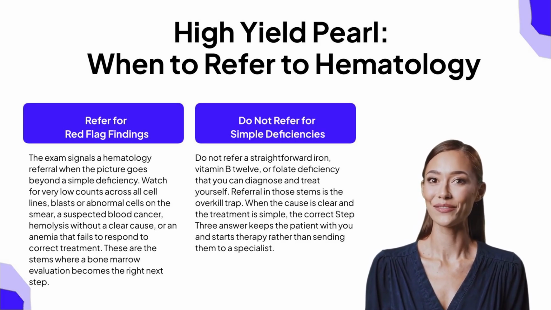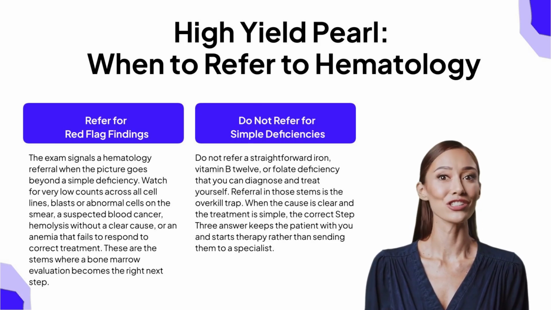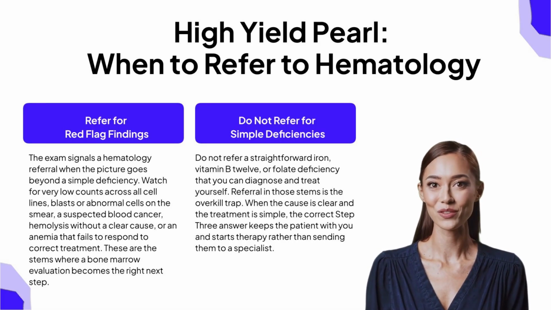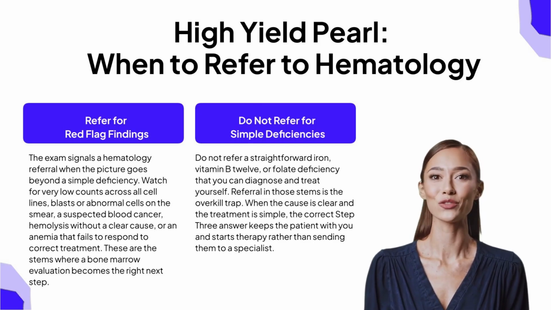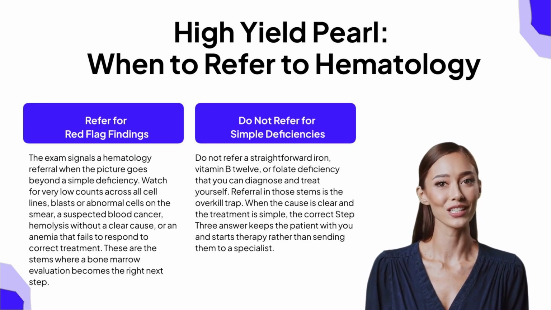On the other side, do not refer a straightforward iron, vitamin B12, or folate deficiency that you can diagnose and treat yourself. Referral in those stems is the classic overkill trap. When the cause is clear and the treatment is simple, the correct answer keeps the patient with you and starts therapy. Your question bank explanations are full of these contrasts, so study them side by side.